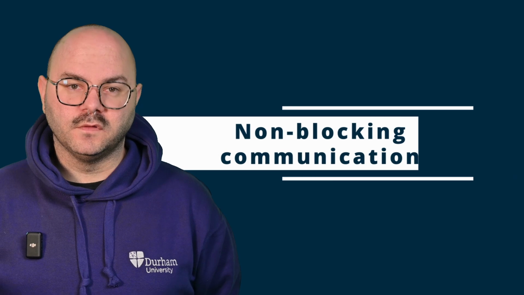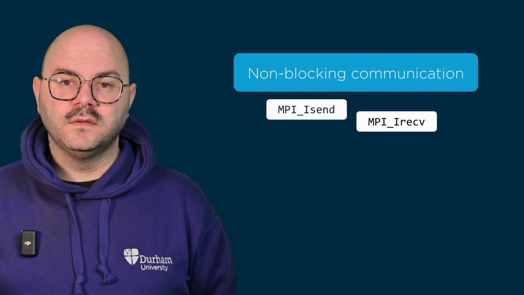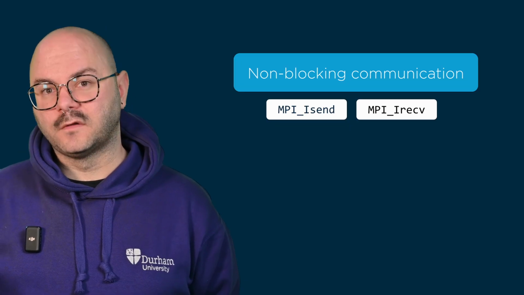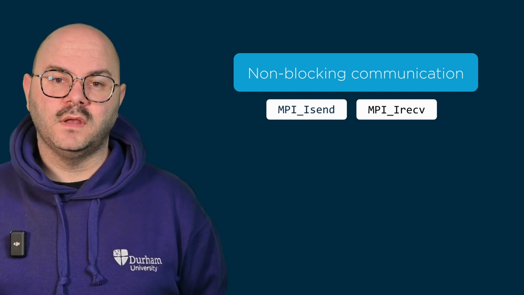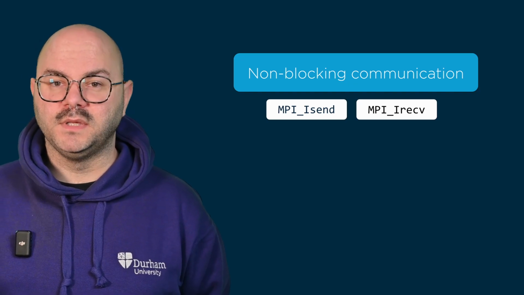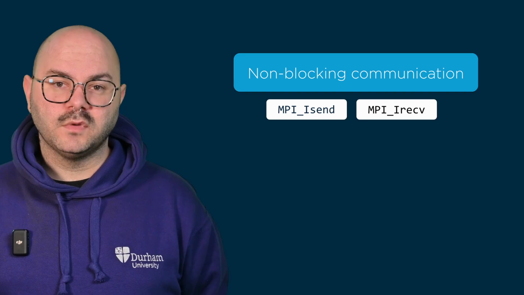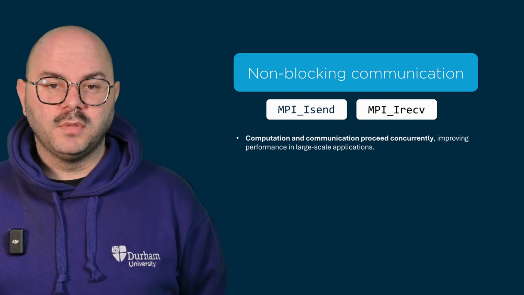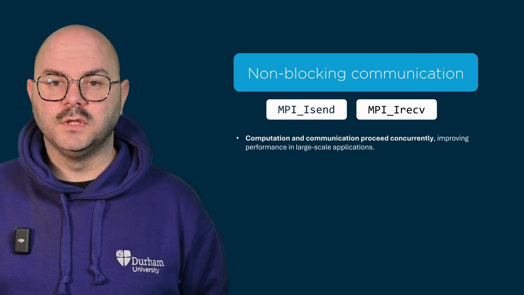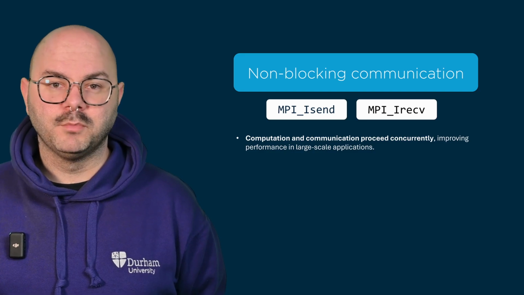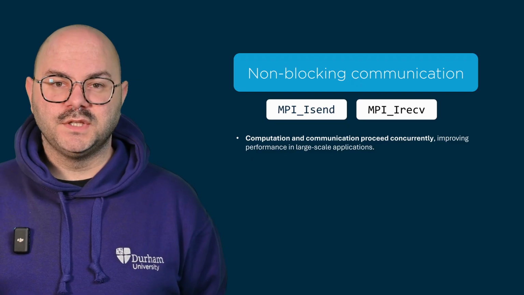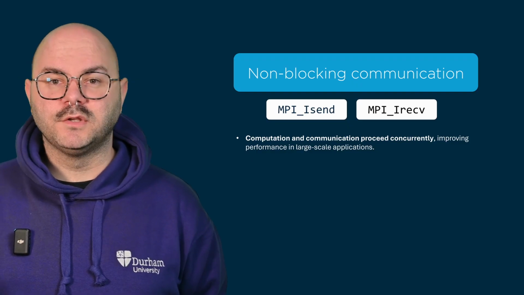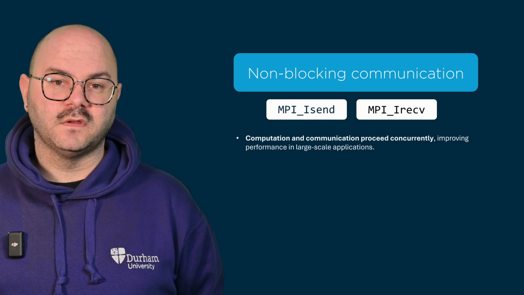MPI also supports non-blocking communication, which is denoted by the prefix I, standing for immediate, as in this call immediately returns. Non-blocking versions of MPI send and MPI receive are denoted by MPI_Isend and MPI_Irecv, respectively. Non-blocking functions allow computation and communication to proceed concurrently, improving performance in large-scale applications. These calls initiate a communication operation and return immediately, allowing the process to continue.